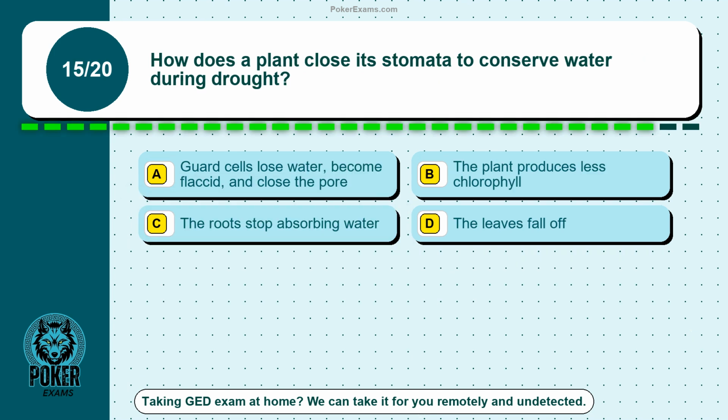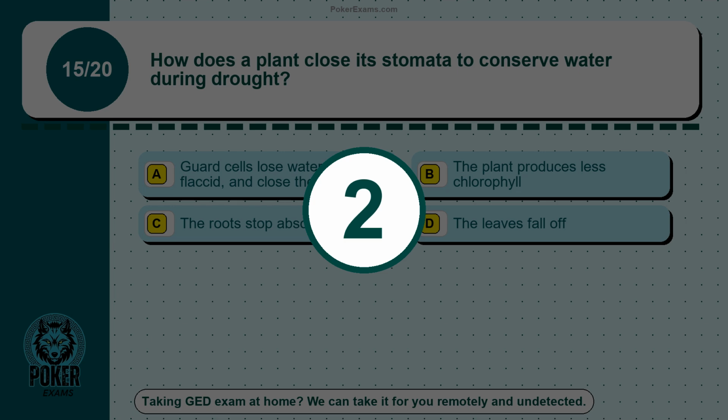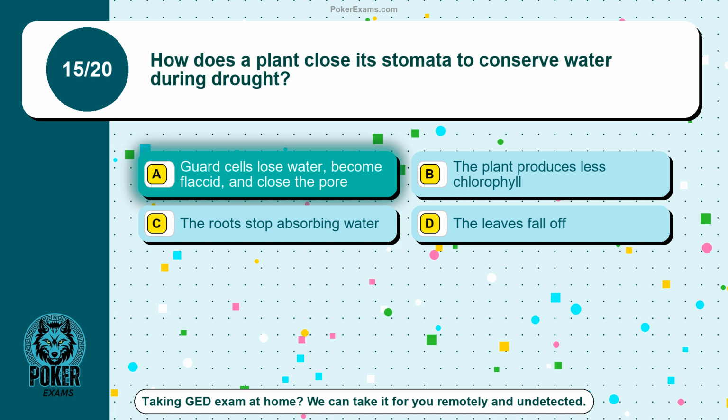Question 15. How does a plant close its stomata to conserve water during drought? Option A, guard cells lose water, become flaccid, and close the pore. Option B, the plant produces less chlorophyll. Option C, the roots stop absorbing water. Option D, the leaves fall off. The correct answer is option A.